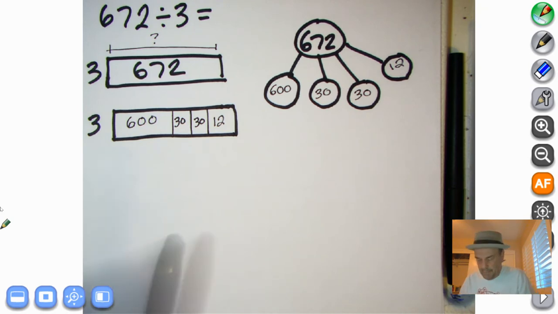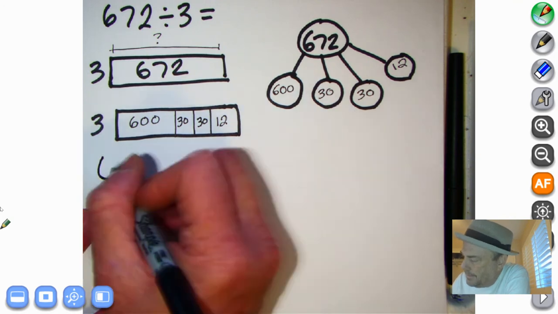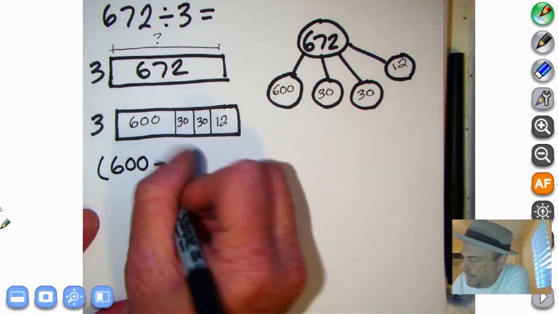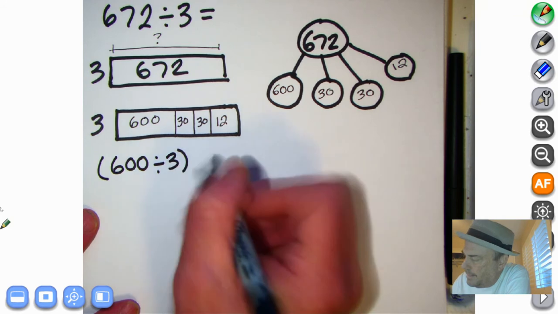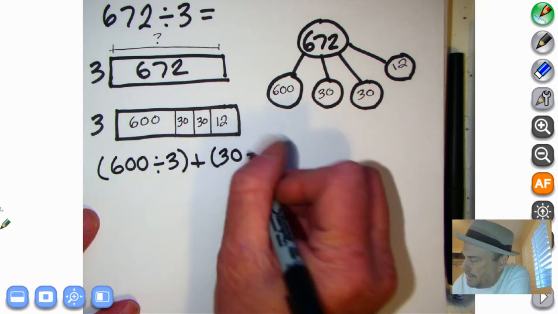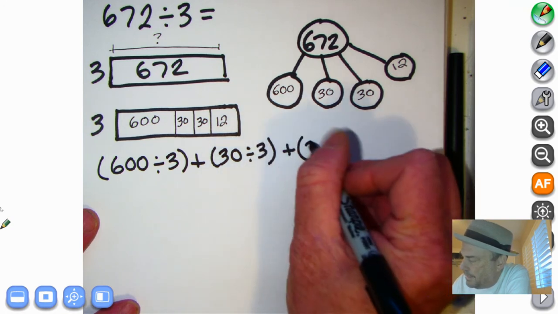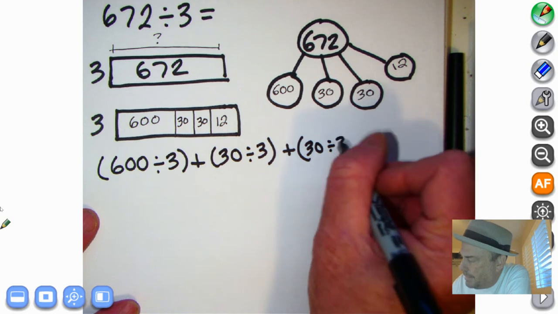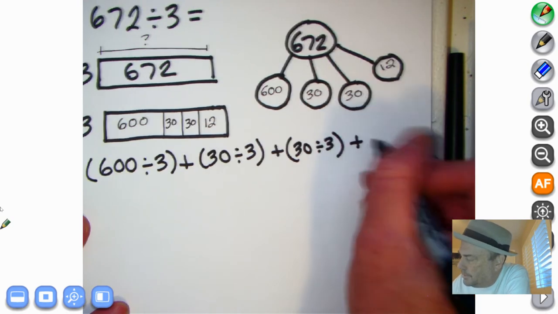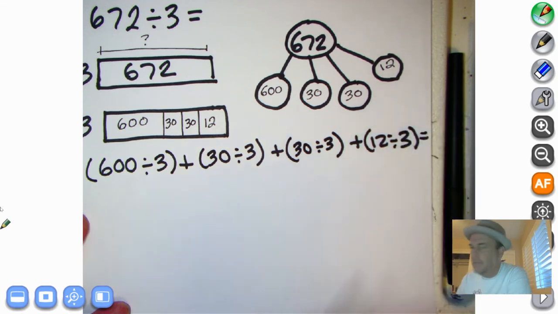So now we just have to divide by 3. Watch the math magic. Here we go. We have 600 divided by 3 plus 30 divided by 3 plus 30 divided by 3 plus 12 divided by 3. A lot of division going on. That's going to give us our answer.